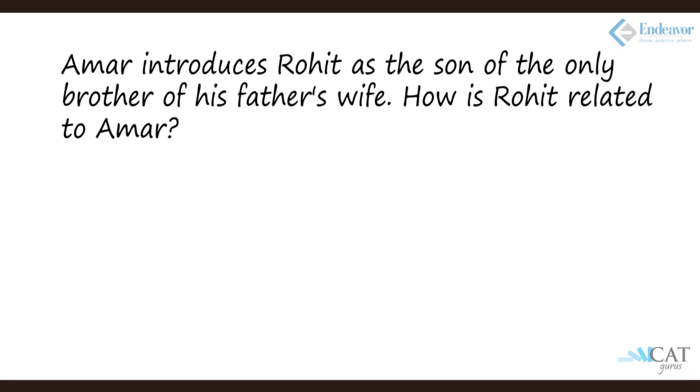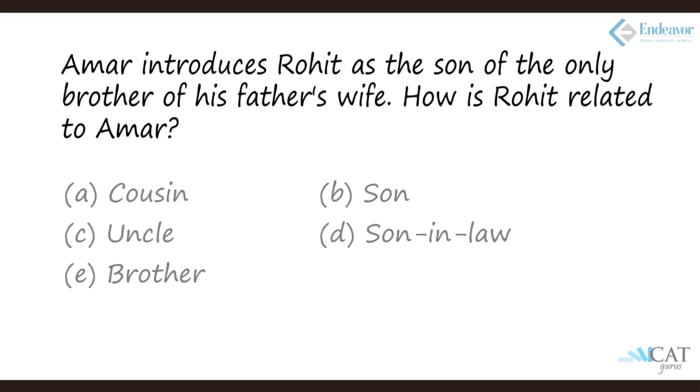Another such example where chain relations are there: Amar introduces Rohit as a son of the only brother of his father's wife. How is Rohit related to Amar? The options: cousin, son, uncle, father-in-law, or brother. Looking at how to go about it, I just replace smaller portions.